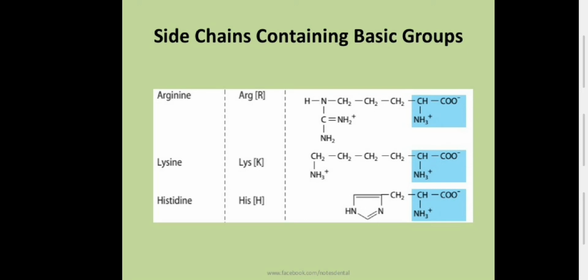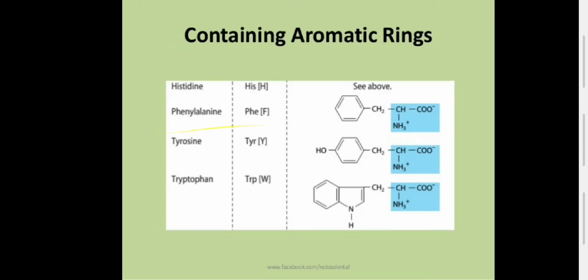Okay, next, or the last one for the basic side chain, we have histidine. Histidine. Okay, when we say histidine, it is an essential amino acid which is used to produce histamine and others. Again, as I've said, histidine is an essential amino acid. Okay, we've already discussed those side chains. So now let's continue to another side chain containing aromatic rings.